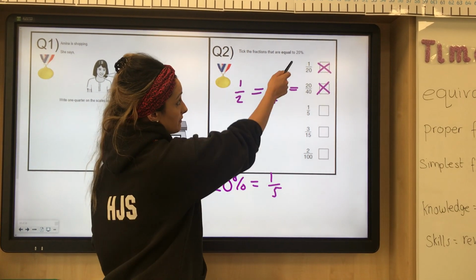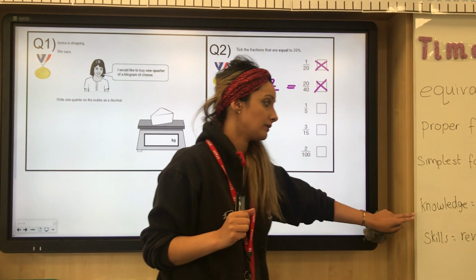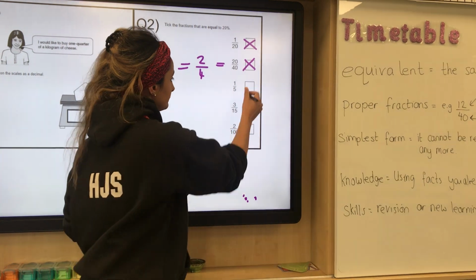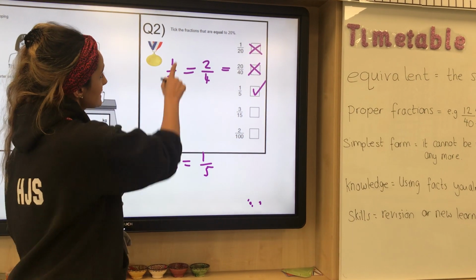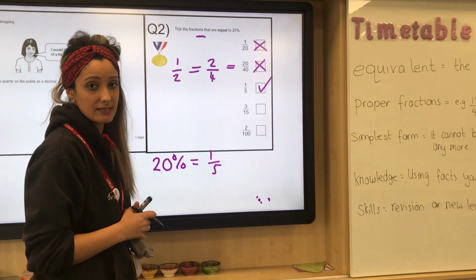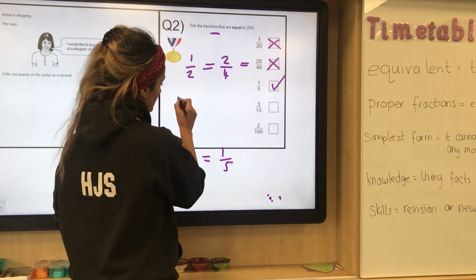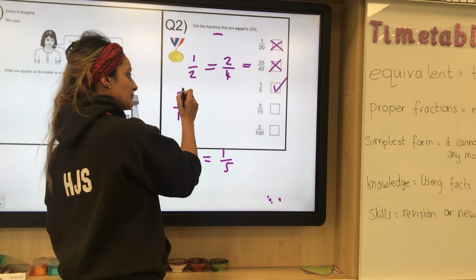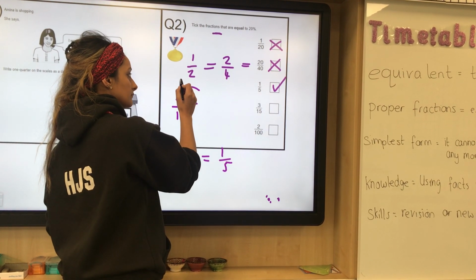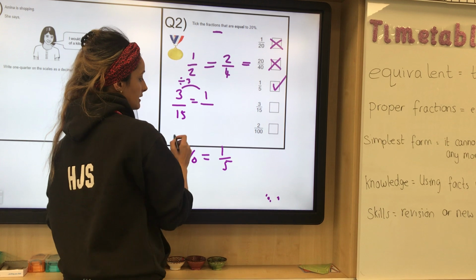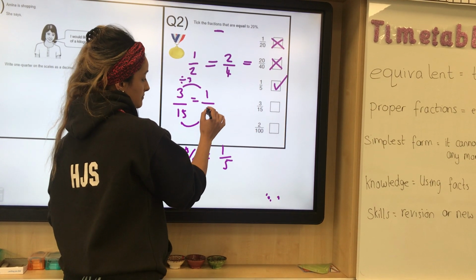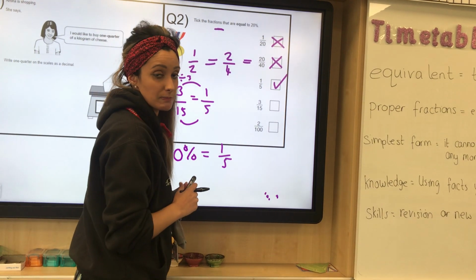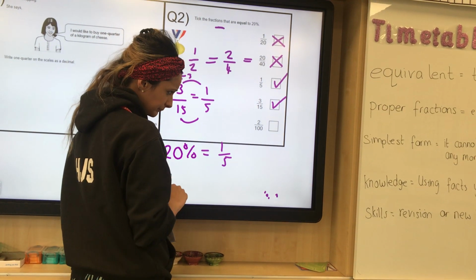Well, 1/5 is equivalent to 20%. I already know that because that's in my long-term knowledge. That's in that sticky knowledge that's got to stick with me. That's one. And it says tick the fractions, which implies that there's going to be more than one. 3/15. Well, if I reduce that to its simplest form, they're both multiples of 3. If I divide 3 by 3, it gives me 1. If I divide 15 by 3, it gives me 5. So therefore, 3/15 is equivalent to 1/5, which is equivalent to 20%. So I must tick that one.